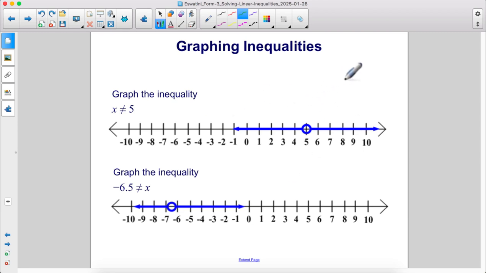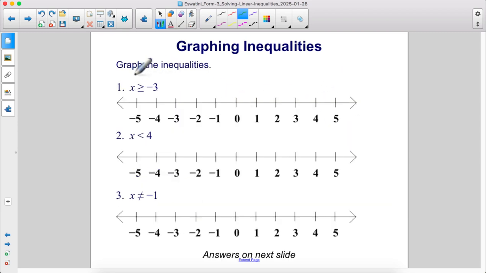Here are the solutions. Graph the inequalities. x is greater than or equal to negative 3. So we go to negative 3, we draw a closed circle since negative 3 is one of the solutions. And now x is greater than negative 3, so we're going to go to the right. Numbers that are larger than negative 3 or equal to negative 3.